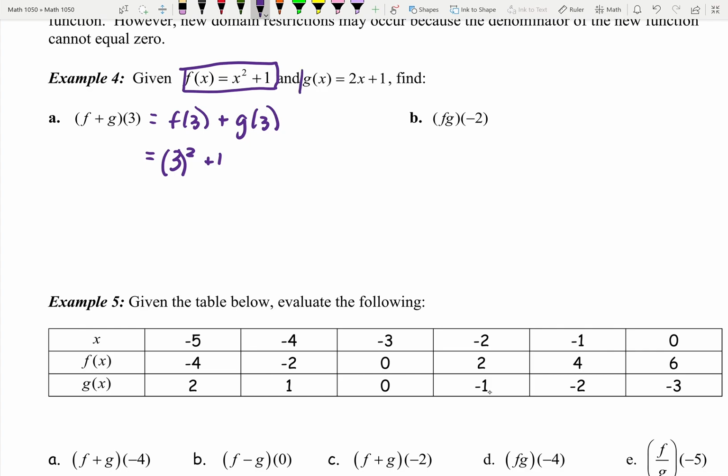And then I'm going to come over here, and I'm going to put a 3 right there. I'm going to put a plus in between. So I'm going to go plus 2 times 3 plus 1.